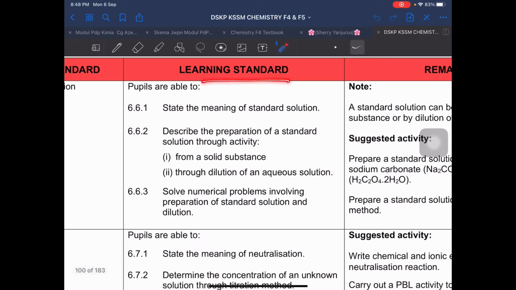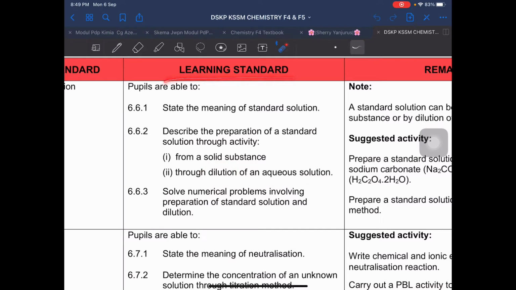Learning standards that you are going to learn: meaning of standard solution, maksud larutan piawai; describe the preparation of standard solution, iaitu kamu harus ceritakan ataupun memahami penyediaan larutan piawai through activity from a solid substance and through dilution of aqueous solution. Bagaimana untuk sediakan larutan piawai daripada bahan dalam bentuk pepejal ataupun daripada pencairan larutan aqueous.